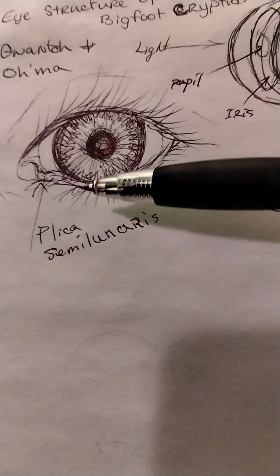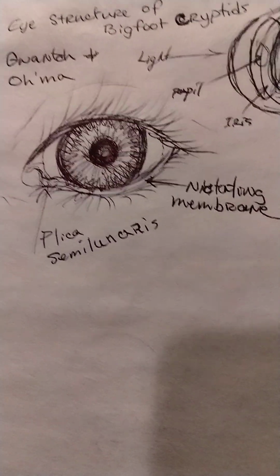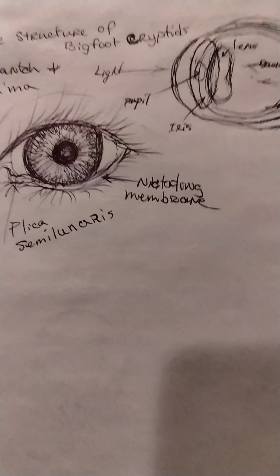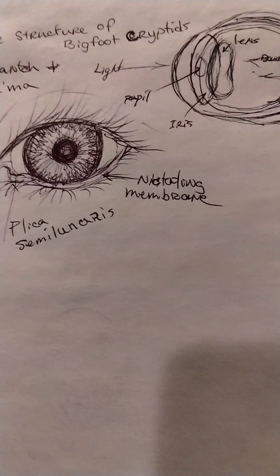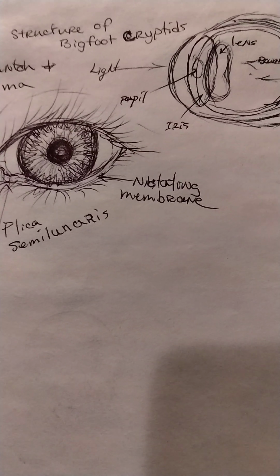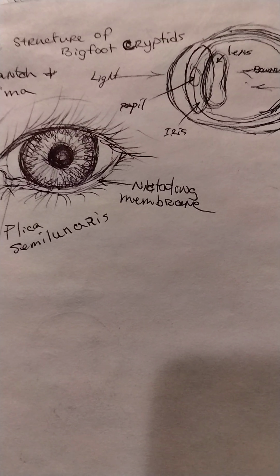So this lid comes up or across the eye to protect it from particulate matter in water or dust in the air. Some birds have it. Aquatic animals obviously have it. Cats, some dogs have it, etc.